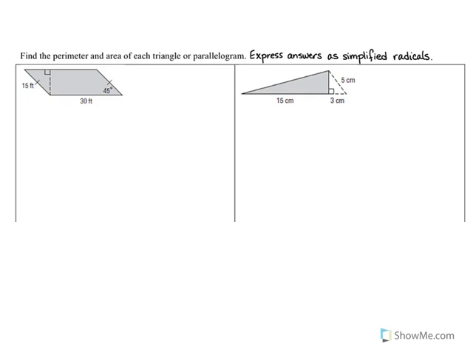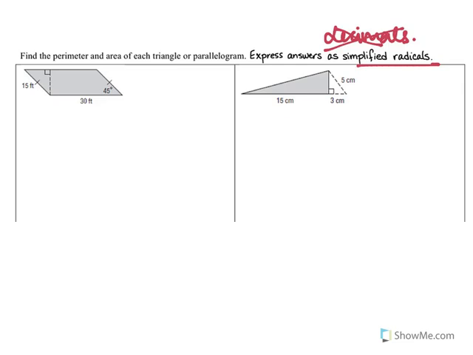Okay, we have 4 examples. So I've got 2 here and I've got 2 there. We're finding the perimeter and the area for each triangle or parallelogram, and it says express each answer as simplified radicals. Does that mean that decimals are okay? The answer is no, decimals are not okay. I don't want a decimal. Give me simplified radicals, okay?